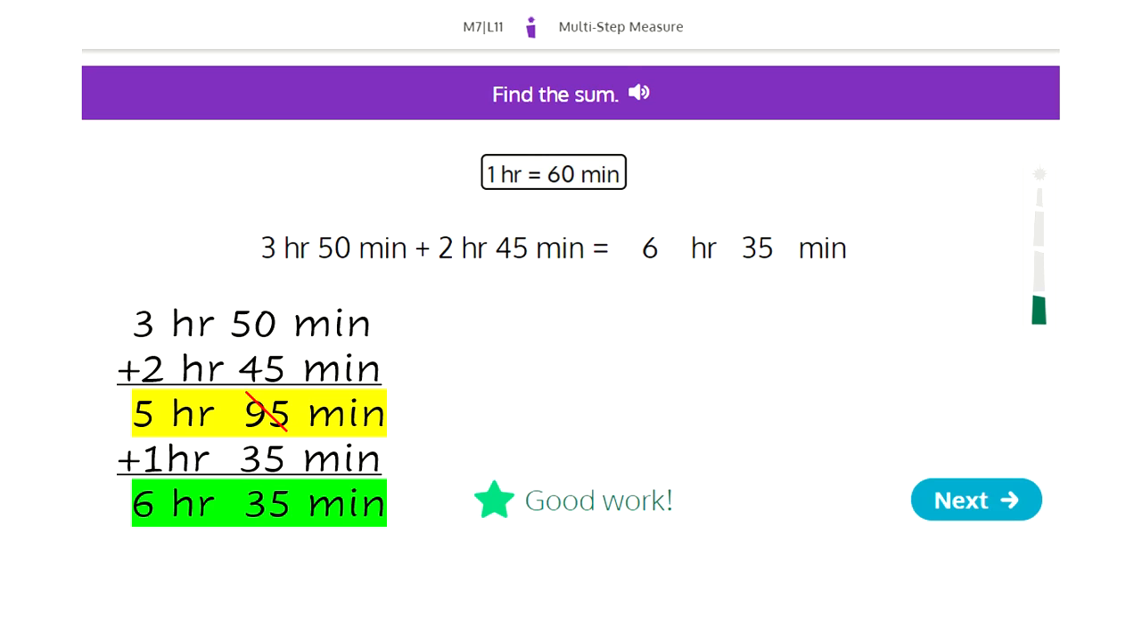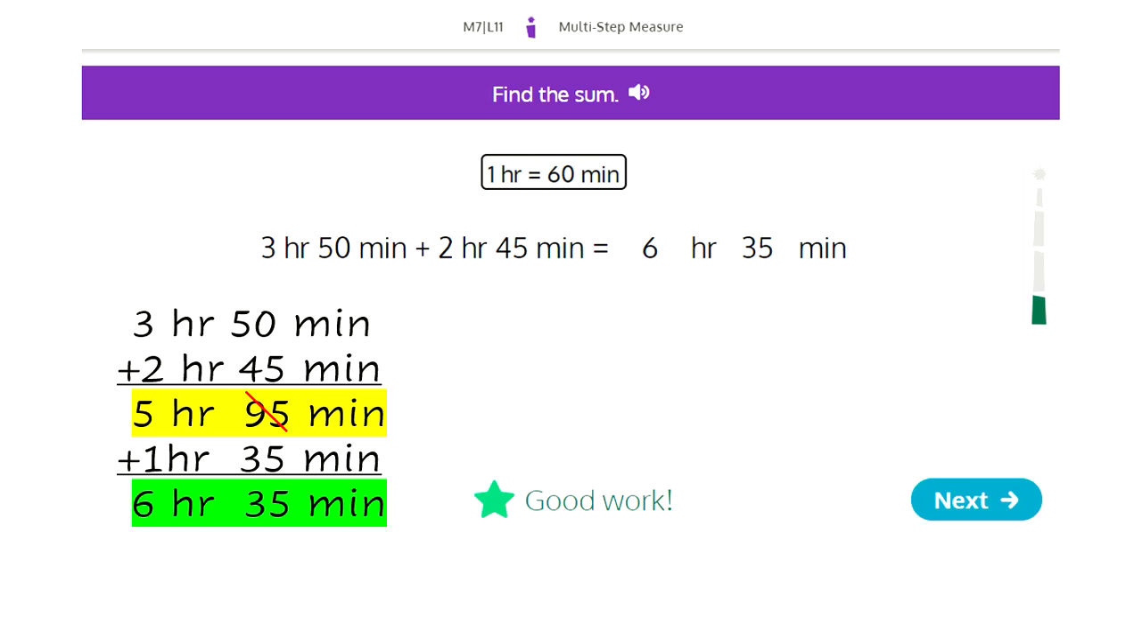I really hope that you were able to get 6 hours and 35 minutes. Let me go through the steps that were required here, just so that you can see what the work looks like should you have gotten it incorrect. So we have 3 hours, 50 minutes, plus 2 hours, 45 minutes. We're going to go ahead and start on the furthest place to the right, as we always do. 50 plus 45 equals 95 minutes. And 3 hours plus 2 hours equals 5 hours.